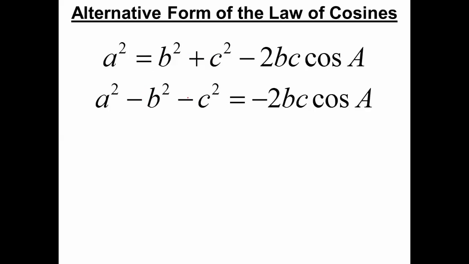The next thing I would do, in order to get A by itself, I can't get rid of the cosine until I get rid of this whole term right here, negative 2bc. I'm actually going to do this in 2 steps. I'm going to start by getting rid of the negative simply by changing the sign on everything. So this negative becomes a positive, this negative becomes a positive, this negative becomes a positive, this positive becomes a negative.